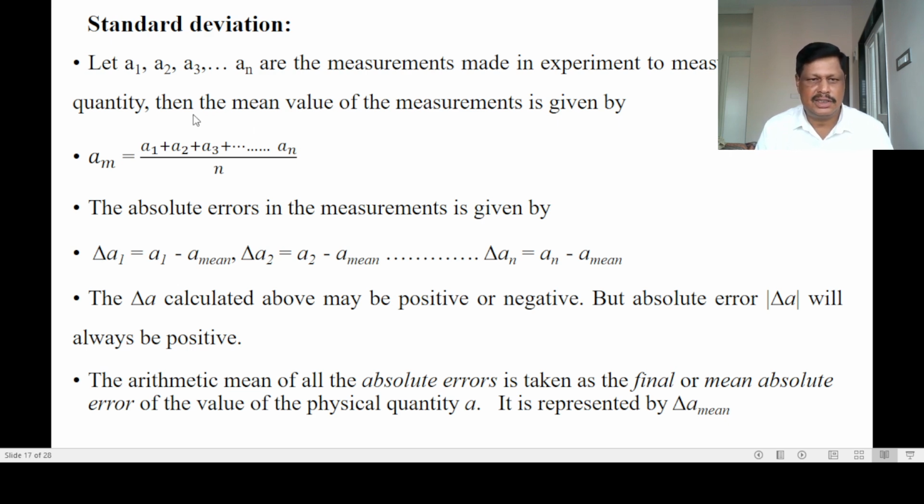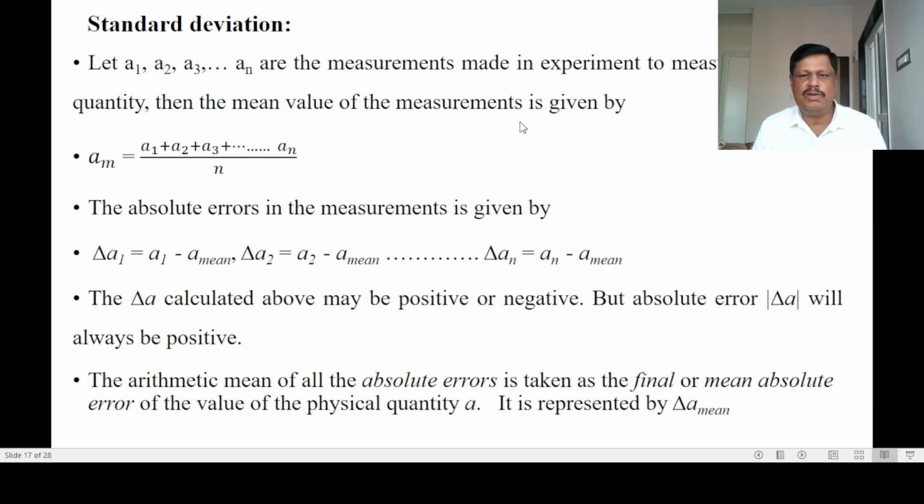Next, we will discuss what is standard deviation. To measure the accurate value in the measurement of values, practical values or experimental values, standard deviation plays an important role. What is standard deviation we will discuss. Let A1, A2, A3, An are the measurements made in experiment to measure a physical quantity.